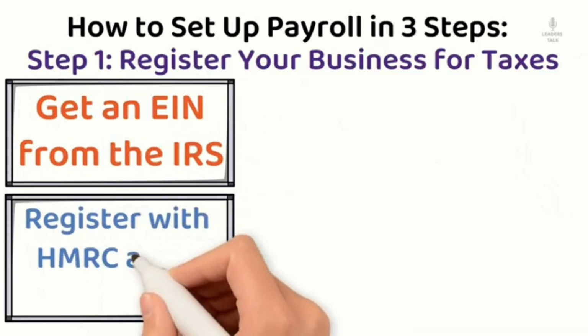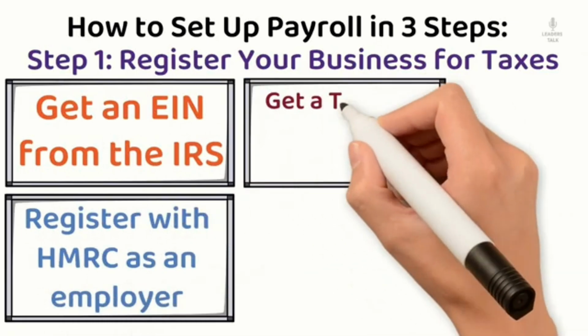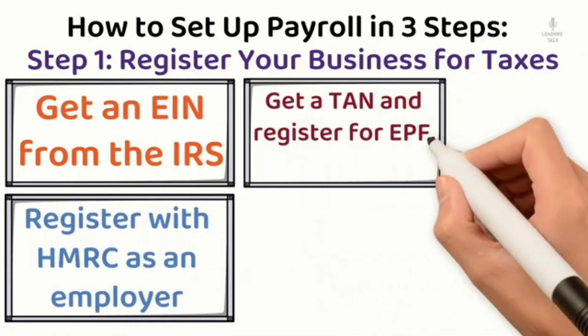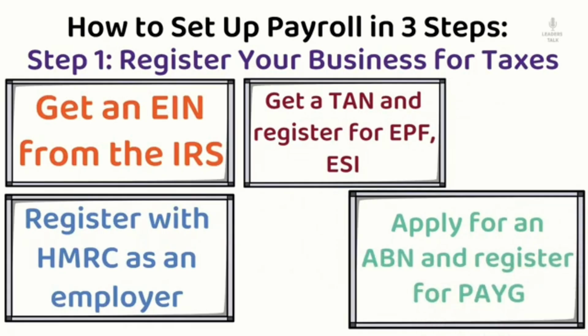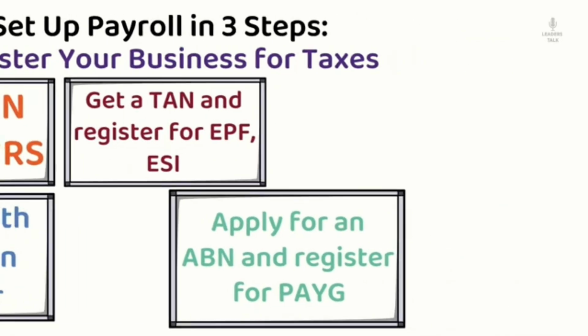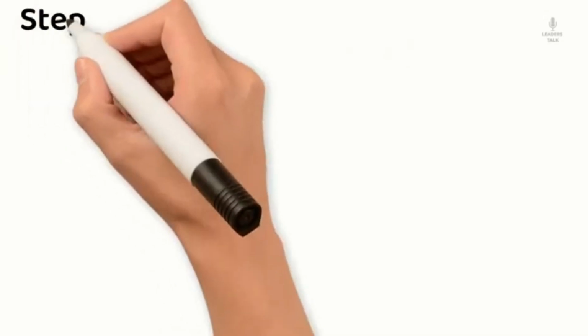UK, register with HMRC as an employer. India, get a TAN and register for EPF, ESI. Australia, apply for an ABN and register for PAYG. This allows you to legally pay employees and file payroll taxes.